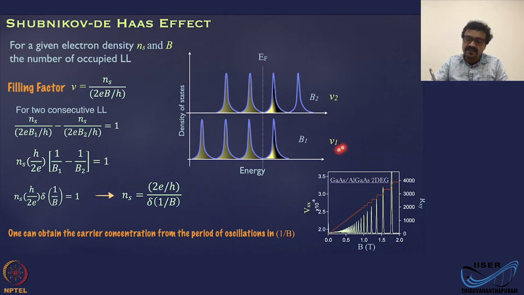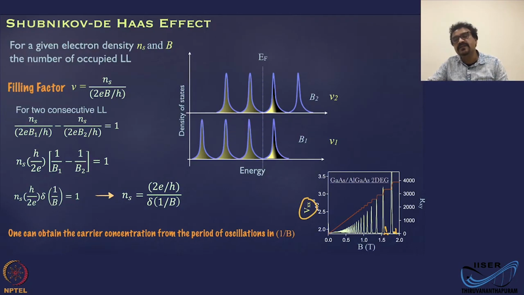And this corresponds to a filling factor nu1, where you have 3 Landau levels below the Fermi level, and this corresponds to filling factor nu2, where you have 2 Landau levels below the Fermi level. The Fermi level is marked here. Now, as we know, these points correspond to points of no resistance or negligible resistance. That is basically the dips in this Rxx or Vxx oscillation.